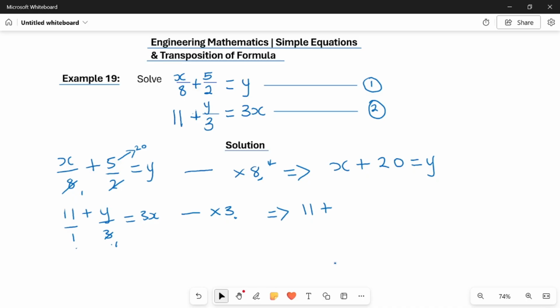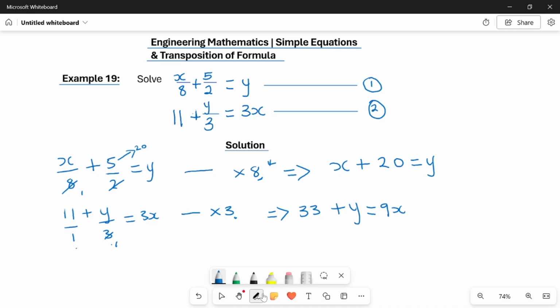no, not 11, sorry. 3 times 11 will give us 33. And y over 3 times 3. 3 here will cancel 3 here. We're left with 1, 1. So we have plus y. Same thing. 3 times 3x will give us what? Equals to 9x.